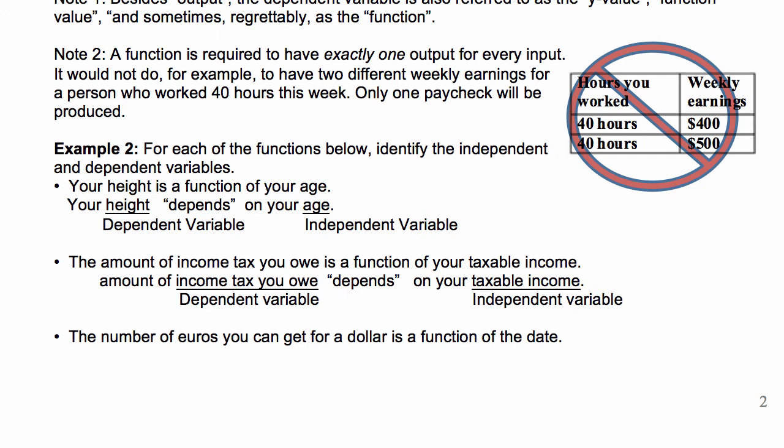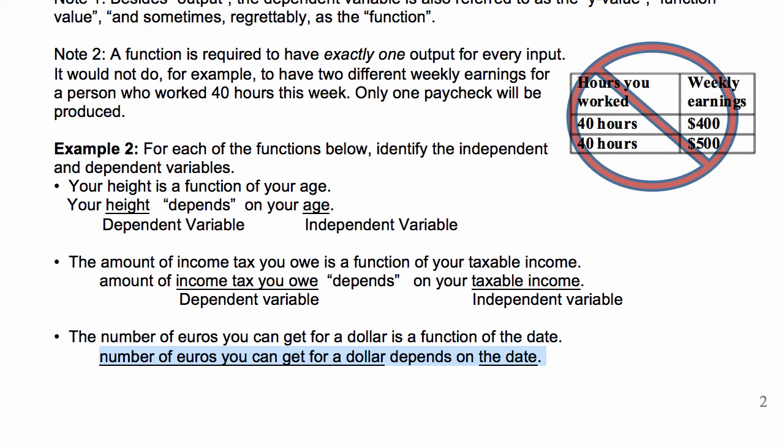The number of euros you can get for $1 is a function of the date. Because the number of euros you can get for $1 depends on the date, the number of euros you can get for $1 is the dependent variable, and the date is the independent variable.